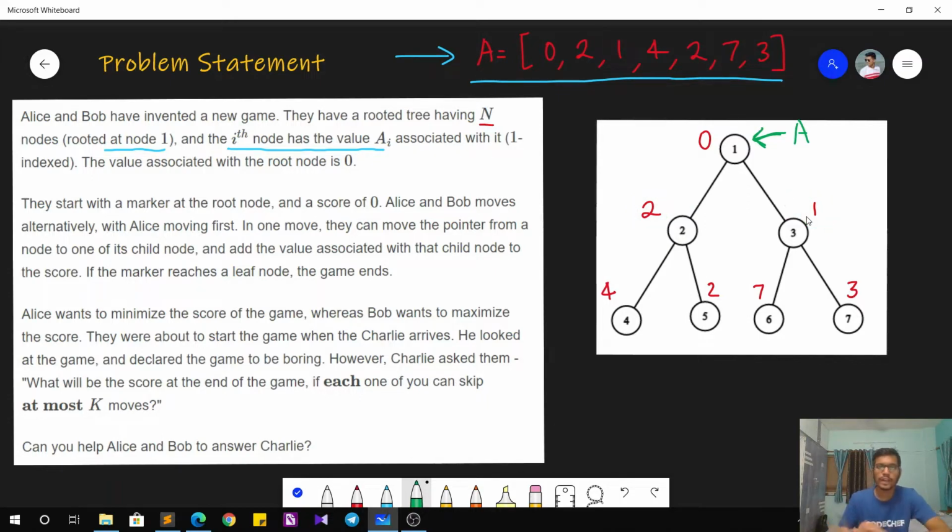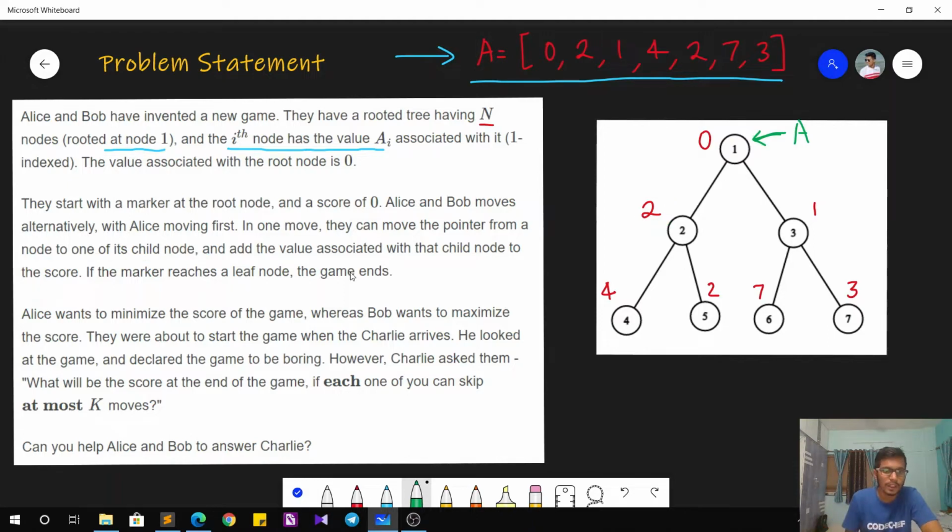So read this statement again clearly. In one move, they can move the pointer from a node to one of its child nodes. So because it is a tree, you can move to the child. There can be multiple options, but you can move to only one of them. And to whichever node you move, the child's value will be added to the score of the game.